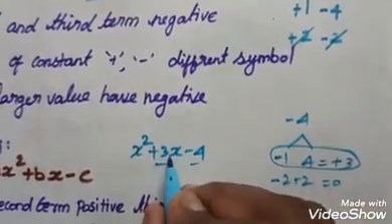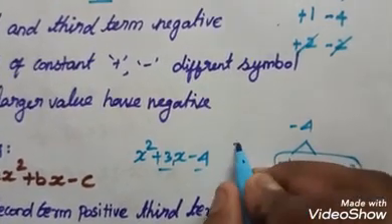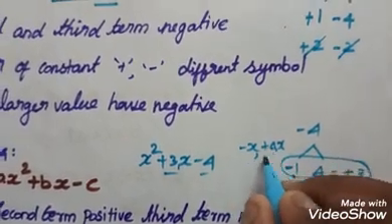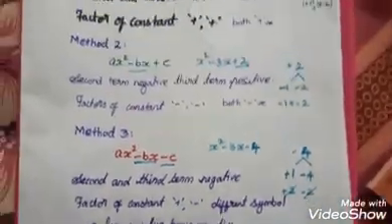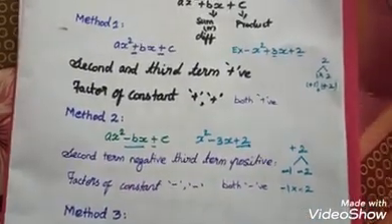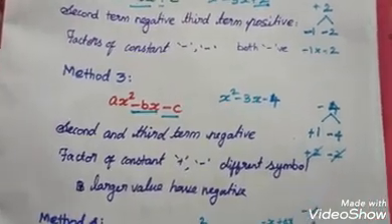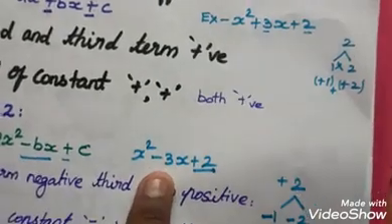We have to split this middle term by minus 1 plus 4. That should be minus x plus 4x. We have to split this middle term by like this condition. So here these are the 4 methods we have to follow before we move on to the splitting method. So you have any of the expression like this.